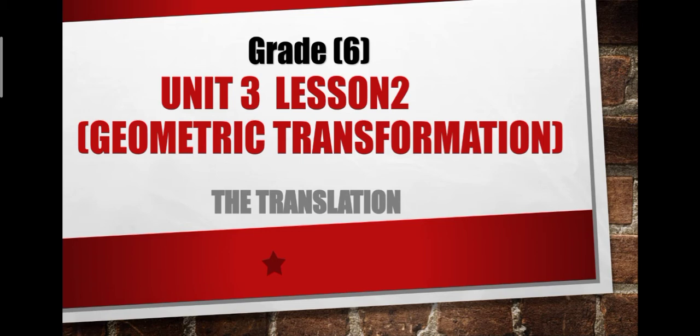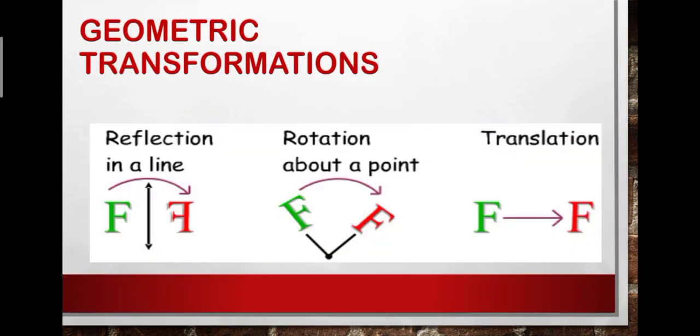Today we'll talk about Unit 3, Lesson 2, Geometric Transformation. The geometric transformation is three kinds. Reflection. Reflection means to find the image of the point around a straight line, so you can put them together. It's like the mirror.